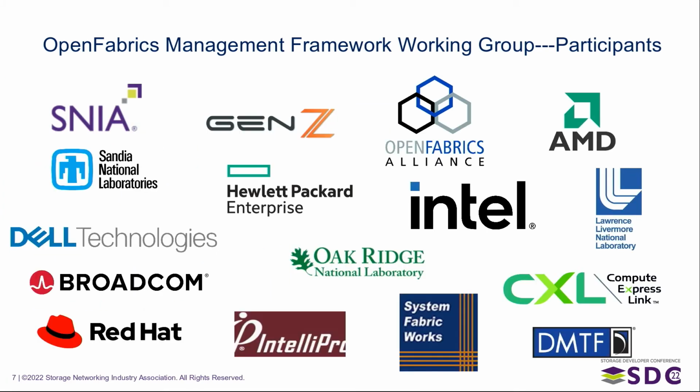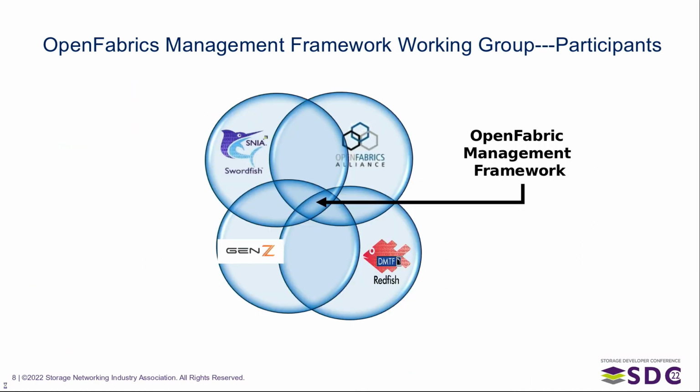So who's participating in this? We have SNIA, obviously, the Gen Z consortium, or the CXL consortium, because it got kind of merged. And then we've got a large group of people, and it's all under the Open Fabrics Alliance. I'm the chair of the working group. So we've got good representation. We're getting help from the DMTF and, et cetera, I think. That kind of puts it together.